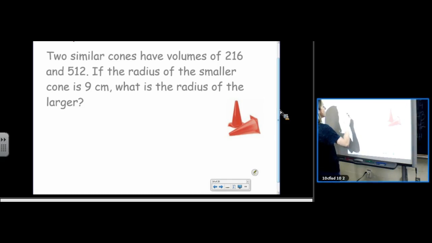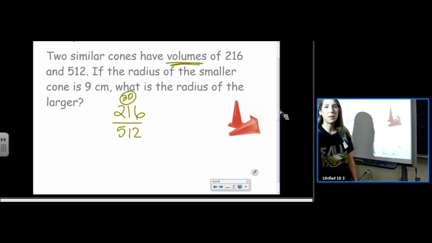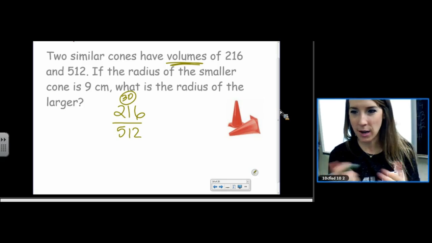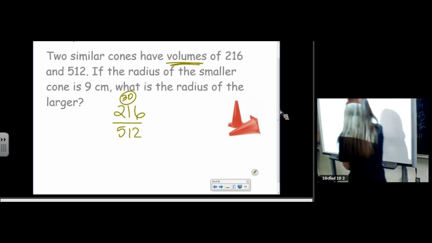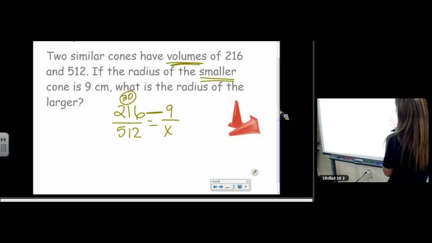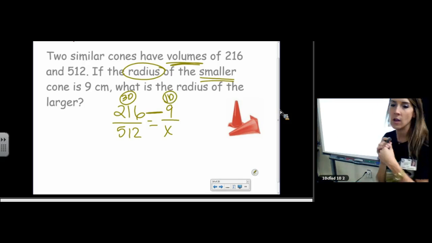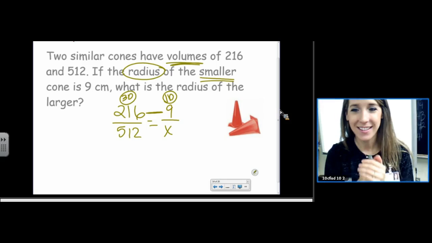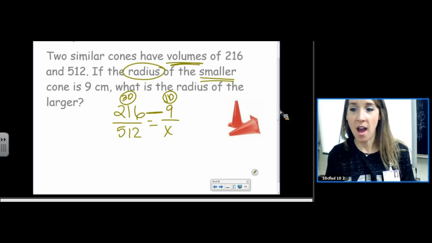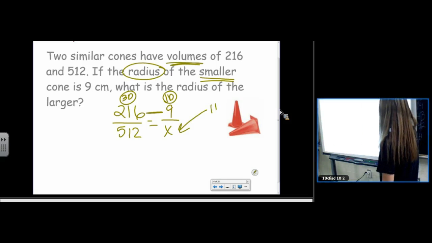This is a good old proportion one. 216 is to 512. Stop right there. Those are volumes, so put a little dimension bubble above it. I call it a dimension bubble, so you can keep track of what dimension you're in. The radius of the smaller one would go on top so that it matches. And it's a radius. Radius is a segment. Radius is 1D. So right now we can't cross multiply. I don't want to cube 9. This time I'm not going to cube 9 because I need my answer to be one-dimensional.